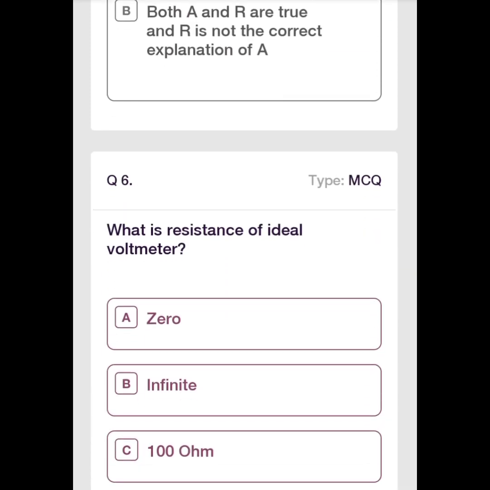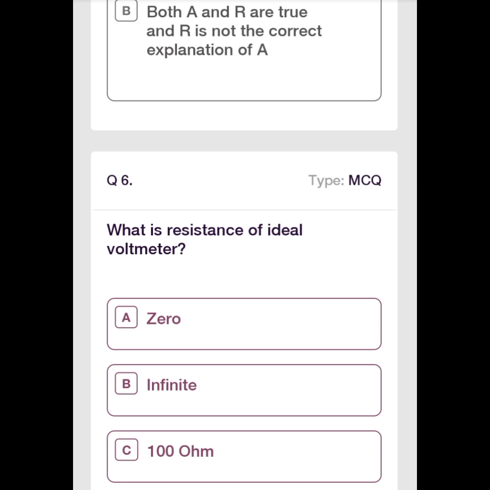What is the resistance of an ideal voltmeter? See, a voltmeter is an instrument used to measure voltage or potential difference across 2 points. So the voltmeter will contain high resistance. It has got high resistance. Okay, for an ideal voltmeter, when we consider high resistance, it must be infinity.